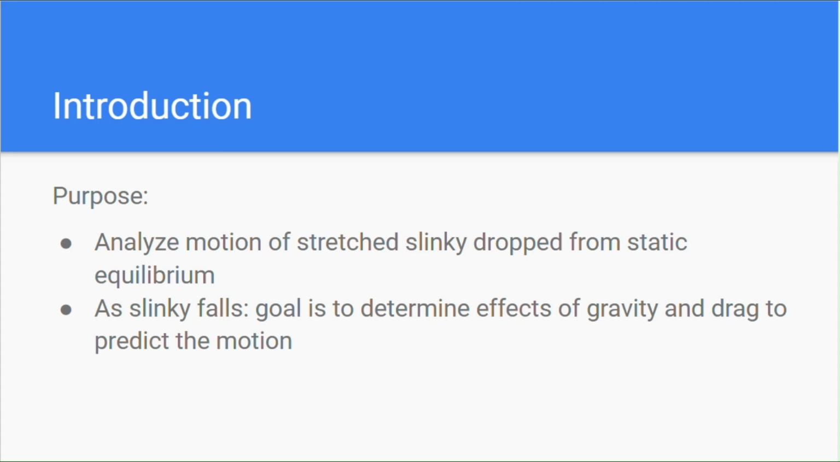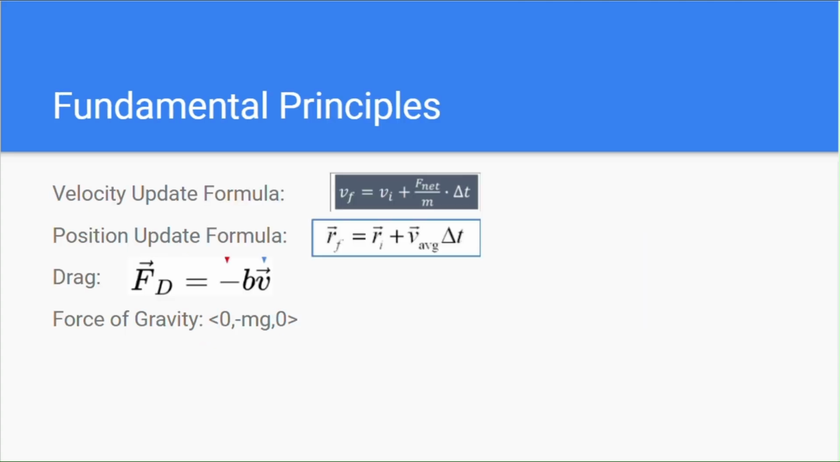fundamental principles. These fundamental principles are the velocity update formula, V final equals V initial plus the net force over mass times the change in time. The position update formula is the final position equals the initial position plus the average velocity times the change in time. Drag force is the force of drag equals the negative drag coefficient times velocity. And the force of gravity is, in vector form, 0, negative mg, 0.